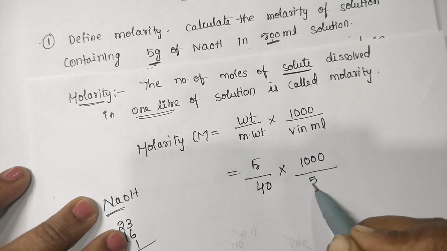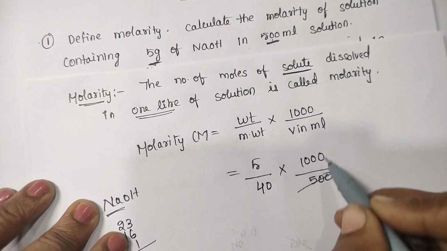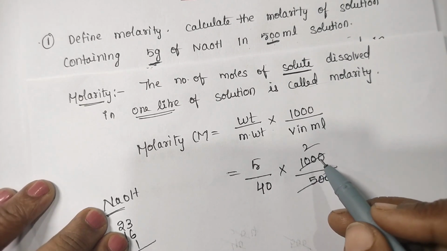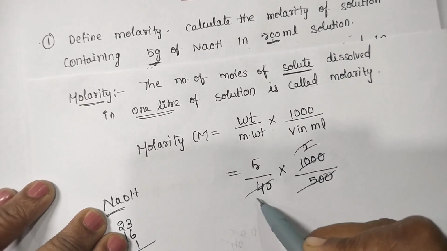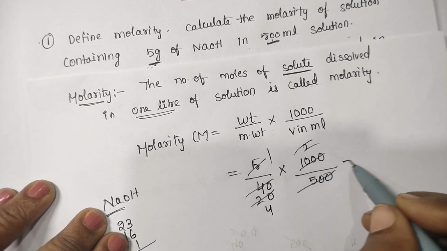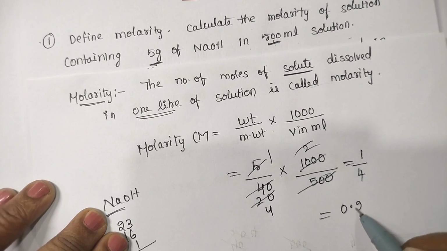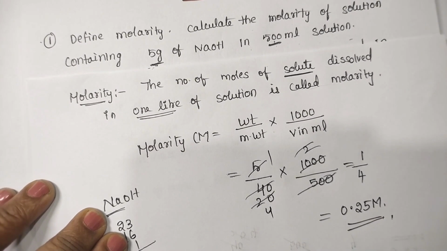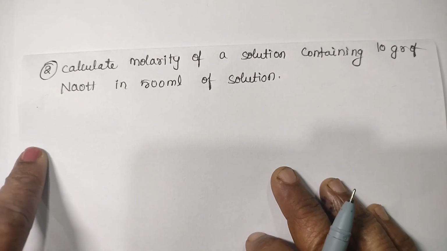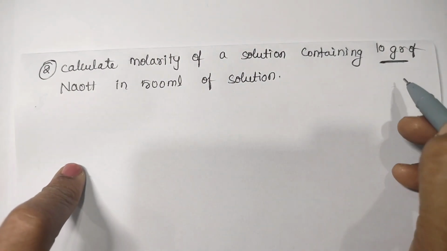So by 500. Now cancel this one, 2 times. So 2 fives are 10, 1 five 5, 4 eights. So now 1 by 4. 1 by 4 is equal to 0.25 M. This is the answer. Next, second problem, same as that, but here the weight will be 10 grams.